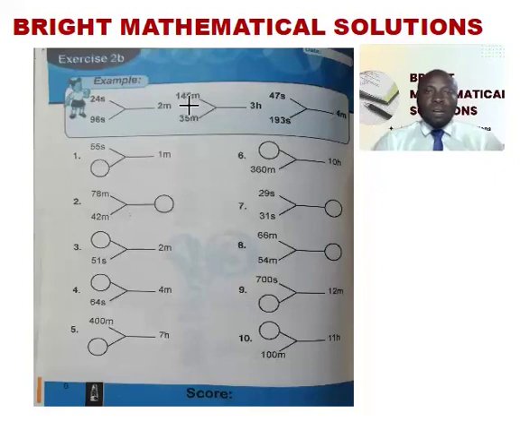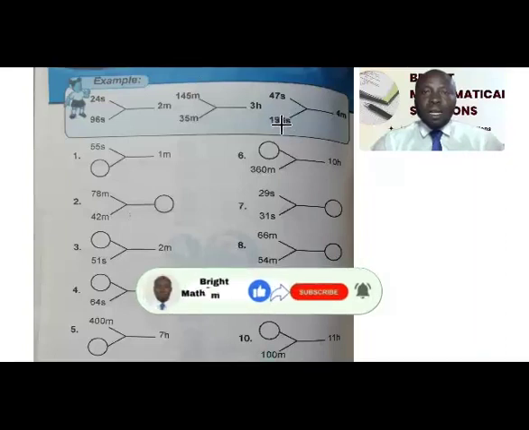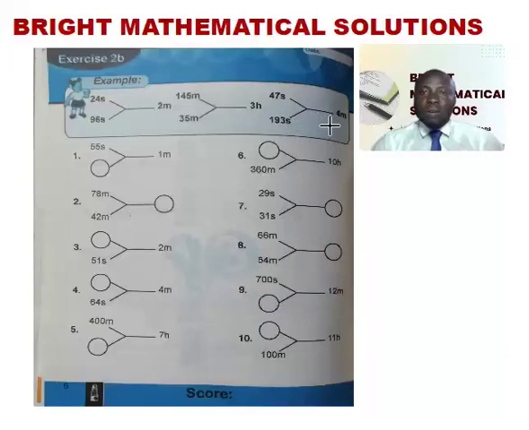The same thing we have here: 145 minutes plus 35 minutes. If you add them together, that will give you 180 minutes. 180 minutes divided by 60 will give us 3 hours. So 47 seconds plus 193 seconds, if you add them together, that will give us 240. So 240 divided by 60 gives us 4 minutes.